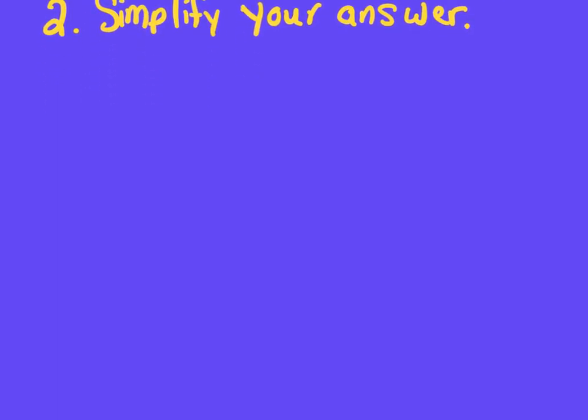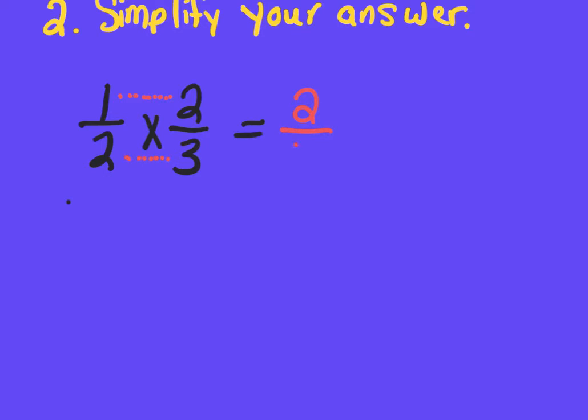Example number 1. 1/2 times 2/3. I have a fraction times a fraction. And when you're multiplying a fraction times a fraction, all you have to do is multiply straight across. So you say your numerator times your numerator. 1 times 2 is 2. And then you say your denominator times your denominator. 2 times 3 is 6. Always remember the last step, which is to simplify your answer.